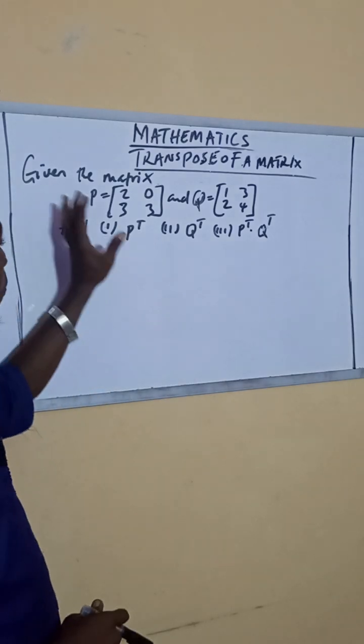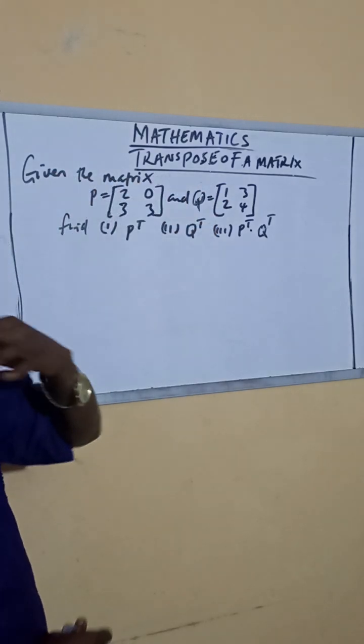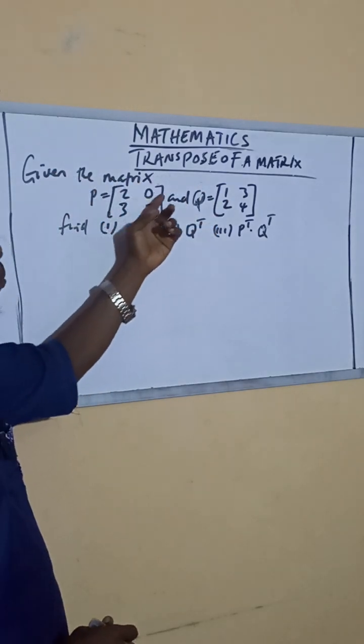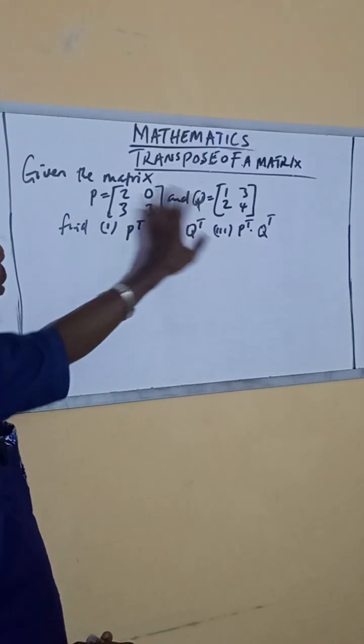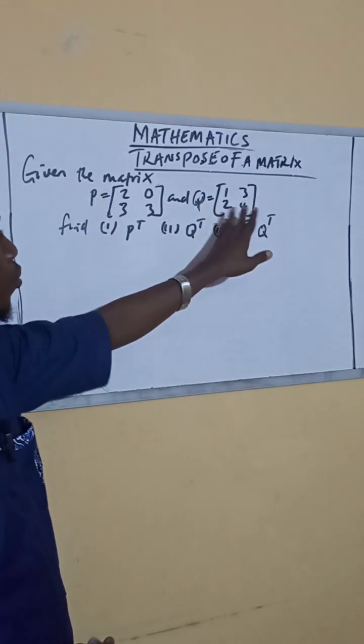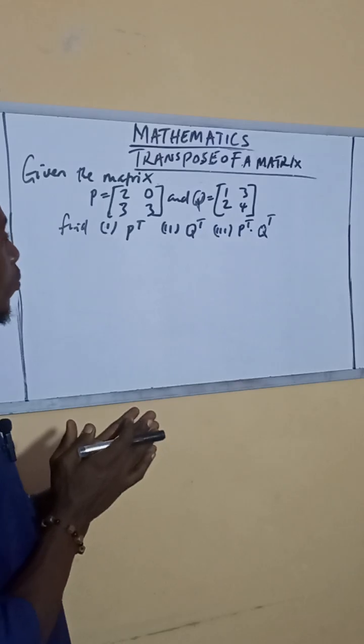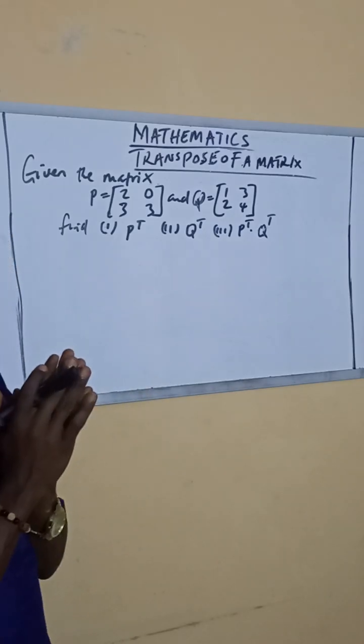We are told to solve this particular matrix given the matrix P as 2, 0, 3, 3 on P and Q 1, 3, 2, 4 on Q. How do we solve this?